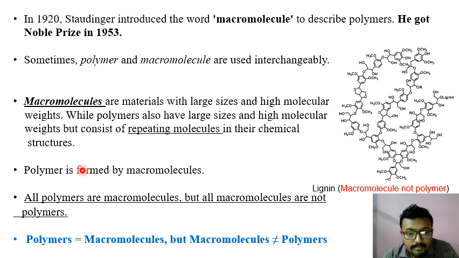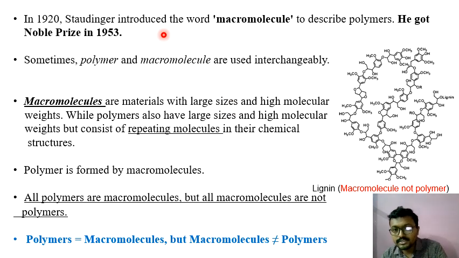Polymer is one kind of macromolecule, but all macromolecules are not polymer. Why? Because if some molecules are very big in size, then we can say it is a macromolecule, macro meaning big. But polymer is also a big molecule, so we can say polymer is a macromolecule. But all macromolecules are not polymer.